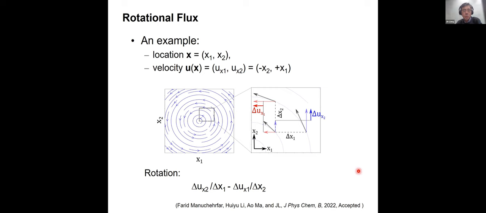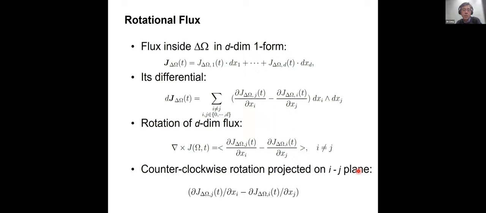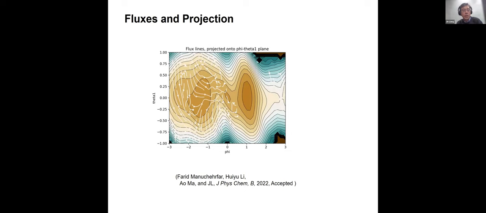And you can generalize this to high dimensional spaces by looking at the one-form of these fluxes, and you can look at its differential. Look at the d-dimensional flux, and you can calculate the counterclockwise rotation projected to arbitrary two-dimensional planes. So we did this, and this is how we can look at the reaction fluxes in the plane of the two reaction coordinates. And you can see, the color is the intensity of the fluxes.